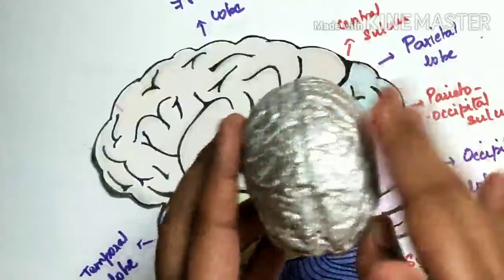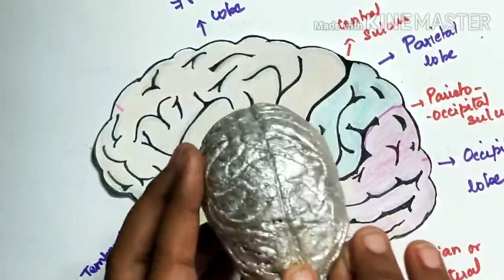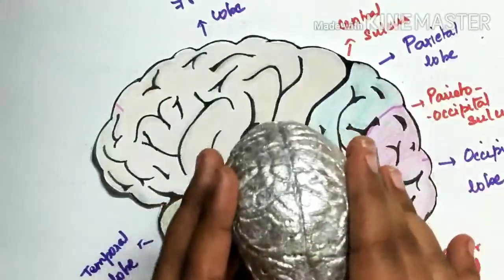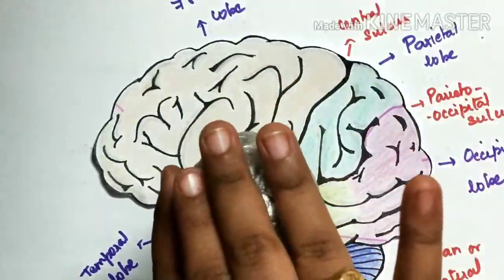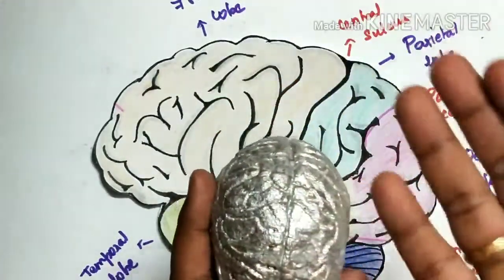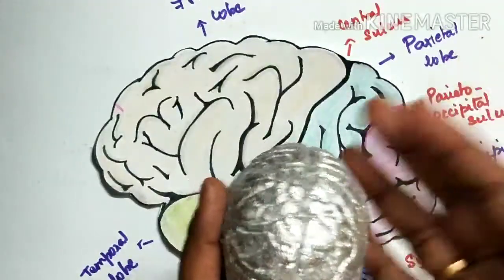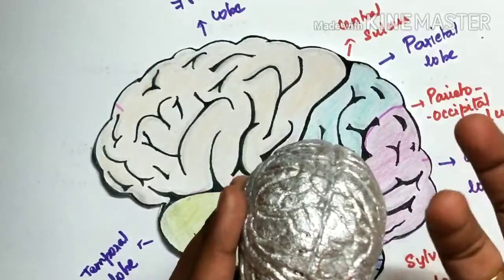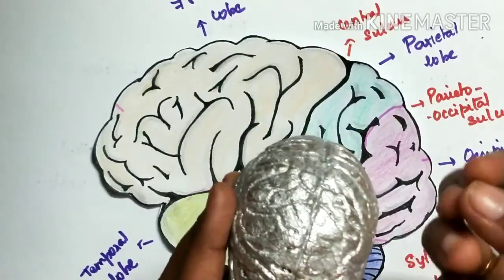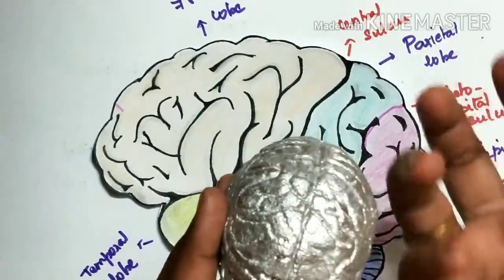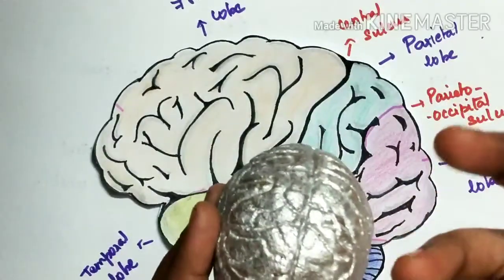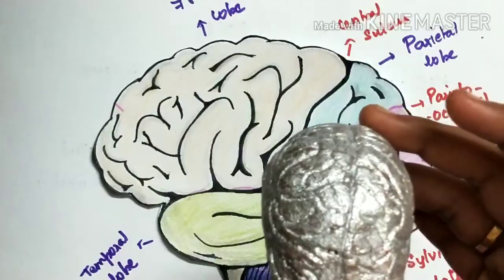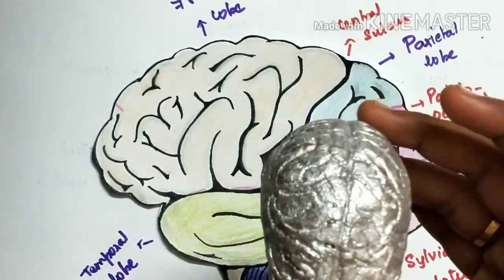So this is the brain, and the central fissure divides the brain into 2 hemispheres. Here the cerebral dominance decides the right or left-handedness of the person. If the right hemisphere is dominant, the person will be left-handed, and if the left hemisphere is dominant, the person will be right-handed. So the cerebral dominance decides the handedness.